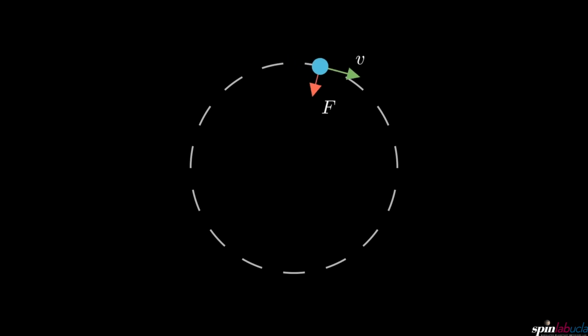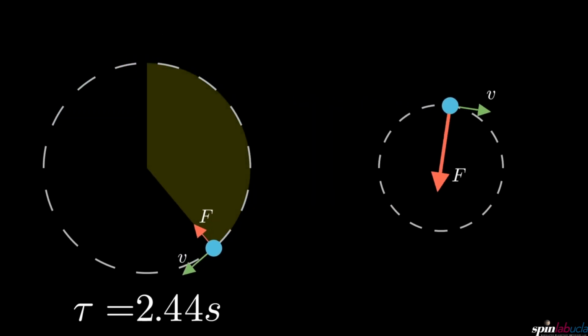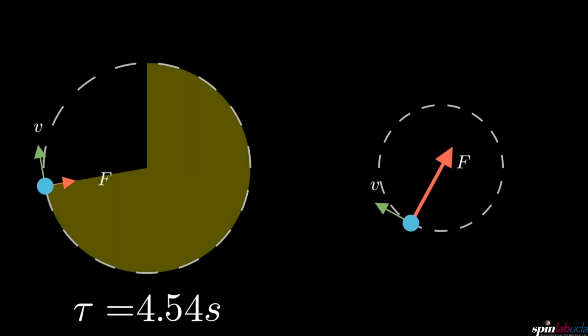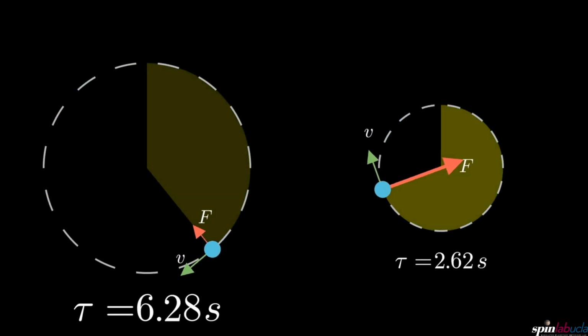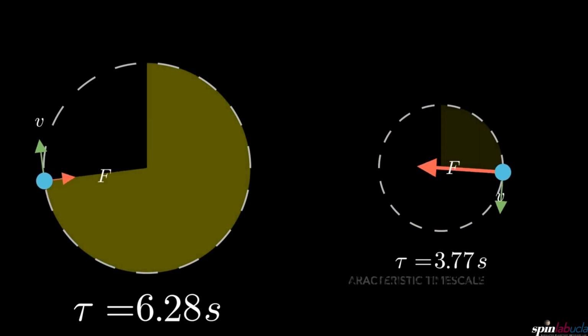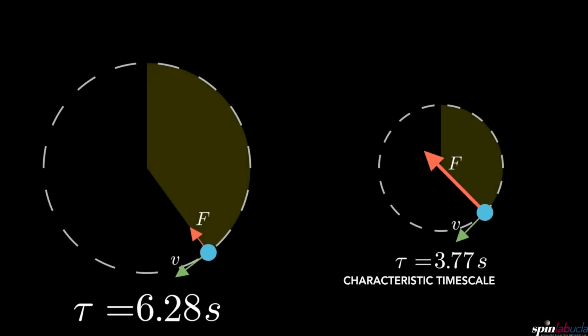Imagine a parcel of fluid moving through space. When we apply a force, its velocity changes continuously. The larger the force, the faster the velocity will change. The time it takes for a force to significantly alter the velocity is called the characteristic timescale, which we denote with the Greek letter tau. A smaller tau means a larger force.